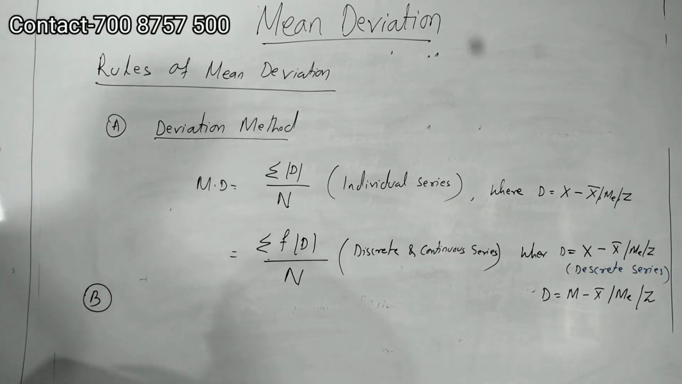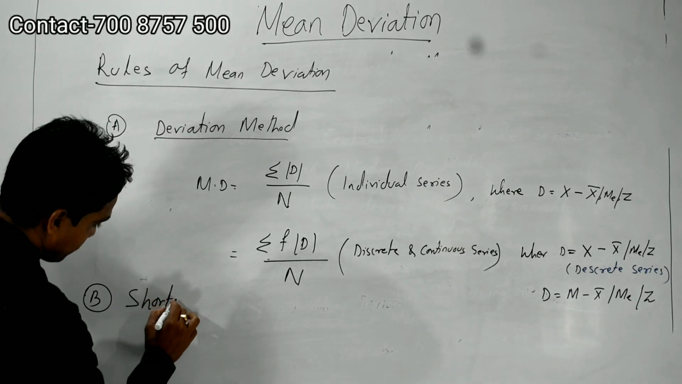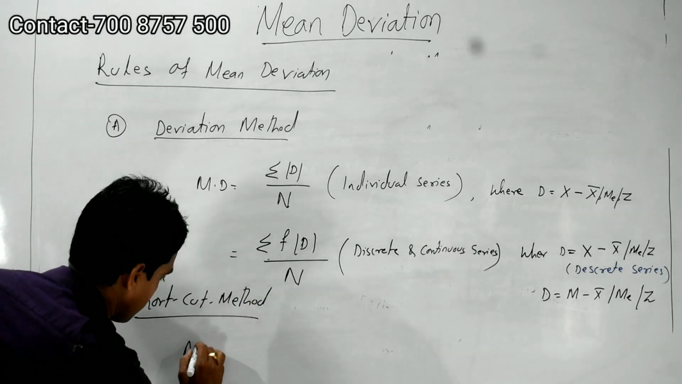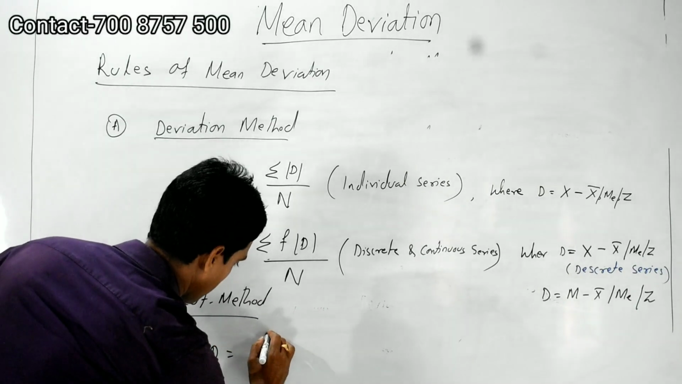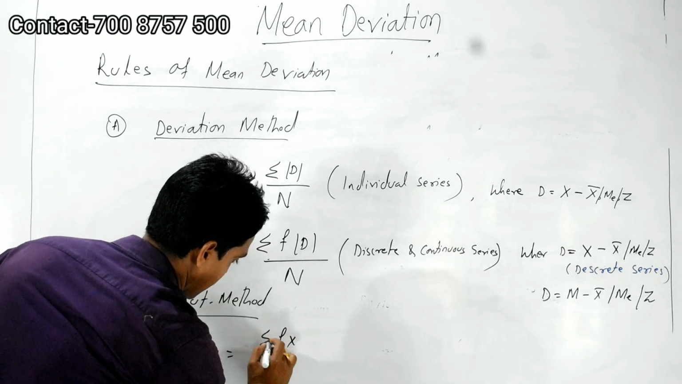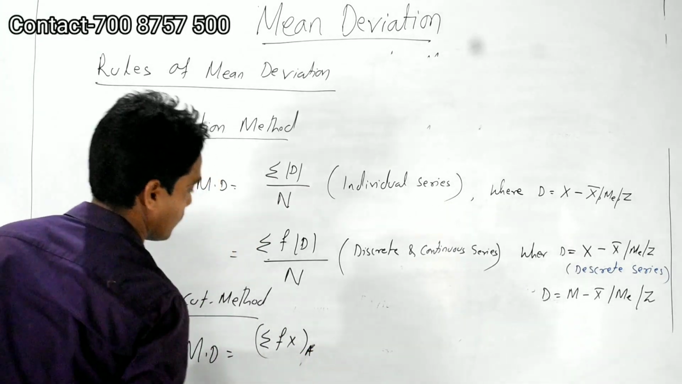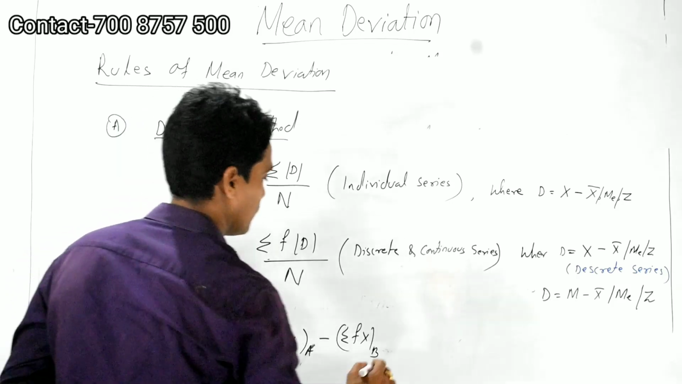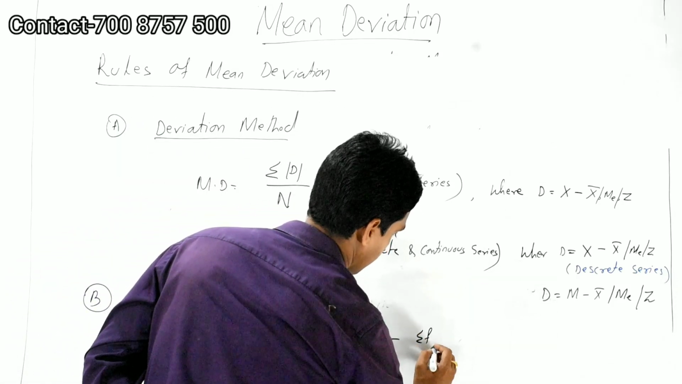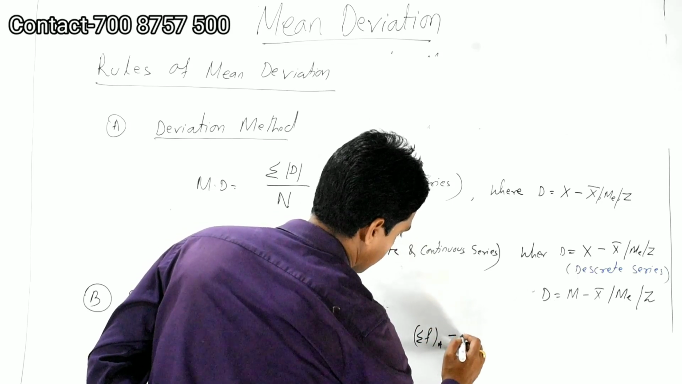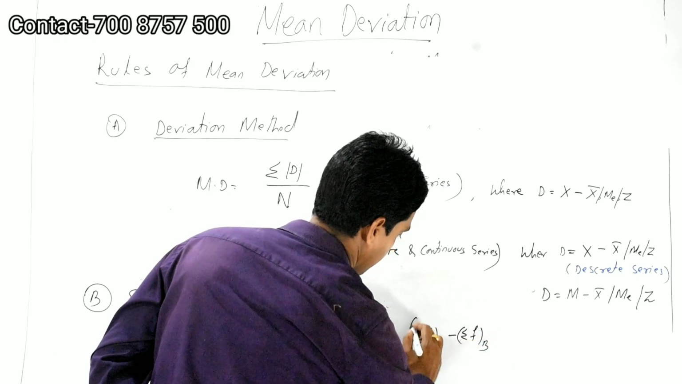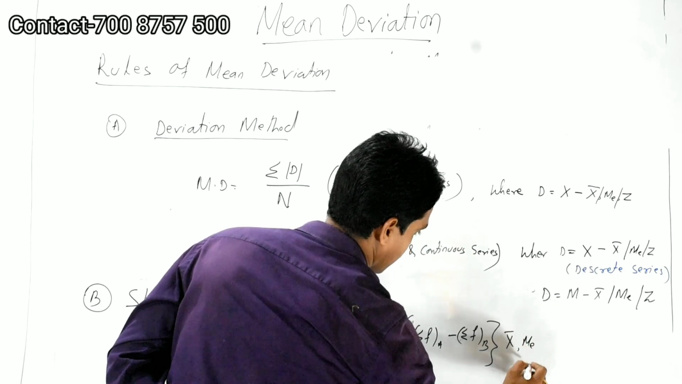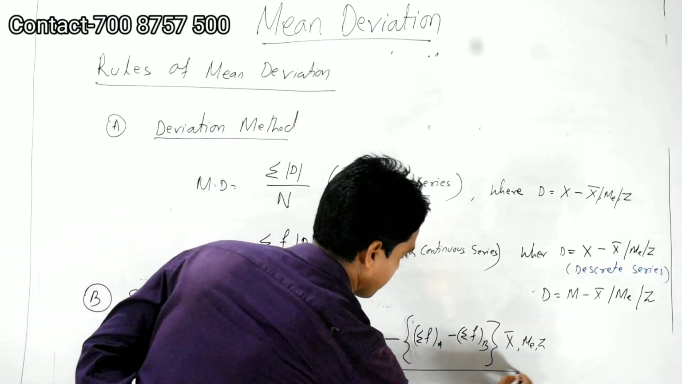Now what is the rule under the shortcut method? The rule of mean deviation equals summation f x of a minus summation f x of b, minus, summation f of a minus summation f of b whole into x bar or median or mode, whole divided by n.